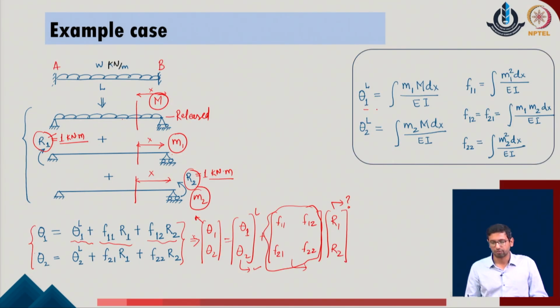Theta 1 with respect to the external load is defined as the integral of M1 M dx upon EI, which corresponds to the first system. Theta 2 with respect to the external load is defined with respect to the M2 system. So this is the second parameter, and these are the flexibility coefficients as described for the given problem. We can recall that all these expressions are based upon the same criteria which we derived in the previous slide.